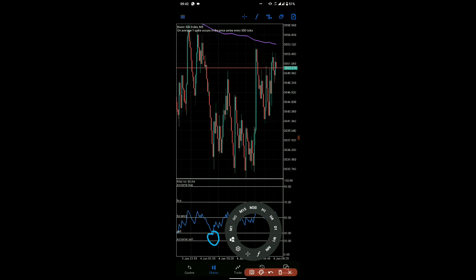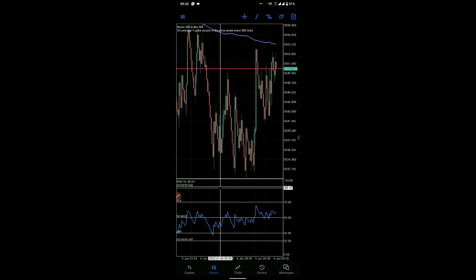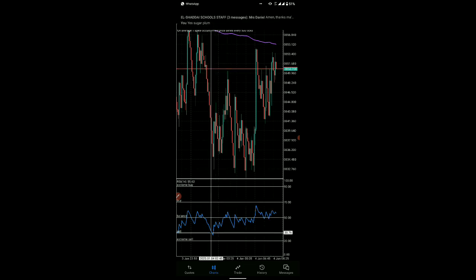Once it touches the 20 level, this is our 20 level, you see it? And the 30 level. Once it touched the 30 level, boom! You saw a spike. So this is our 30 level. Touch it right here. See? So this whole spike went out.